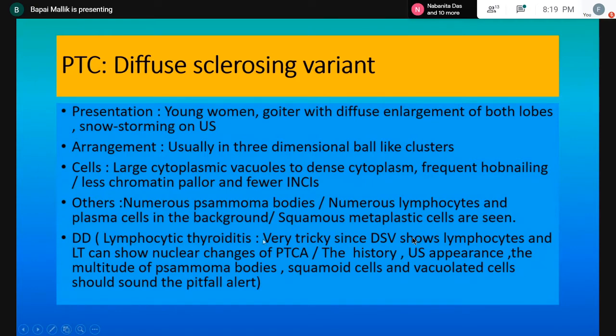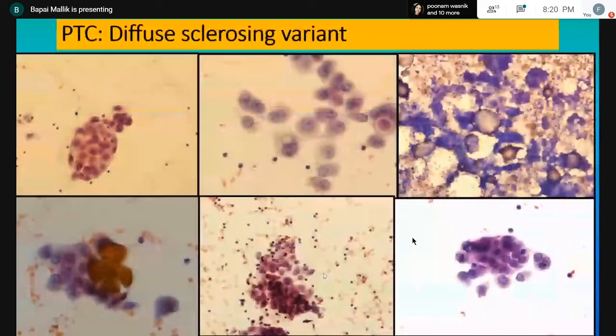The differential diagnoses include lymphocytic thyroiditis. They're very tricky, since this particular variant shows lymphocytes and can show nuclear changes of PTC. But please pay attention to the history, the ultrasound appearance, no stromal change on ultrasound, be very careful, and the multitude of psammoma bodies. This really is like an exhibition of psammoma bodies in front of you when you see such slides. And squamous cells and vacuolated cells should sound the pitfall alert, at least in my opinion.